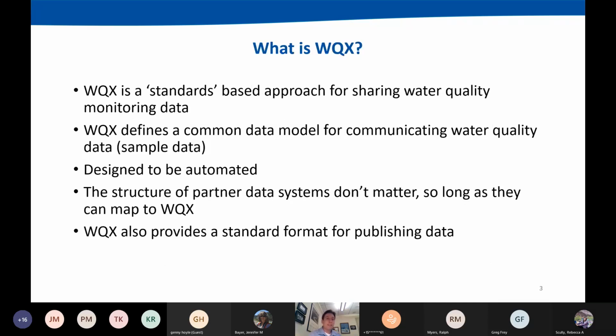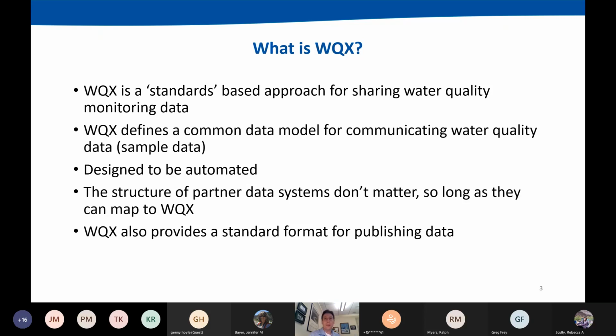So what is WQX? WQX is a standards-based approach for sharing water quality monitoring data. So what that means is we define the basic concepts around which you would share your water quality monitoring data. Like, how do you describe a water quality sample? How do you describe the result that you're getting? What are the metadata pieces that help describe that result? And I'll talk a little bit more about that in a minute. It essentially defines the common data model for communicating water quality data.